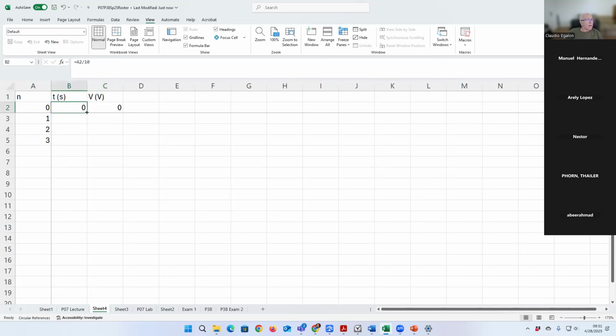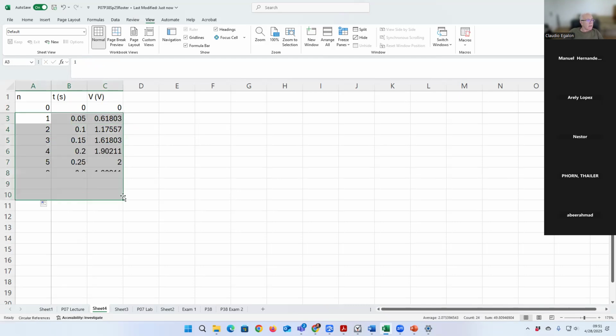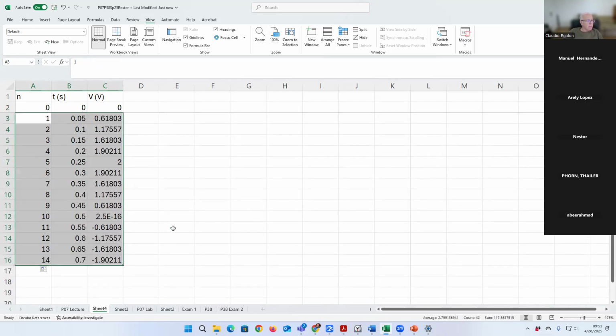Let's see if I got it right. It looks like we have to be a little bit more careful, let's put 20 instead. Sometimes those things go wrong. Okay, looks like we got it this time. Yeah, looks like we have a good one now. And we want a full cycle.